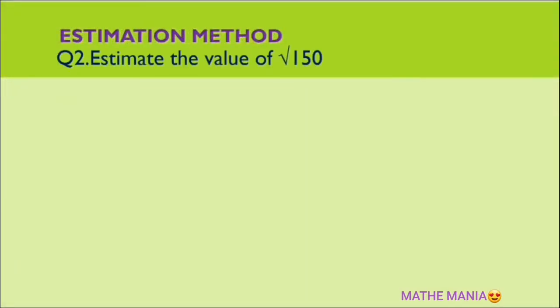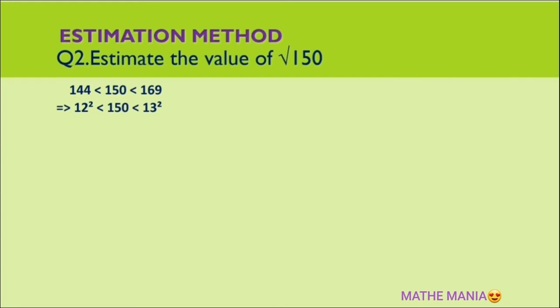Here the number given to us is root 150. So let's quickly find out two consecutive natural numbers such that 150 lies between their squares. Have you got the numbers? Yes, the numbers are 12 and 13. So 144 is less than 150 is less than 169. That is 12 square is less than 150 is less than 13 square. It means that root 150 lies between 12 and 13. So we have to take a number between 12 and 13 like 12.1, 12.2, etc.